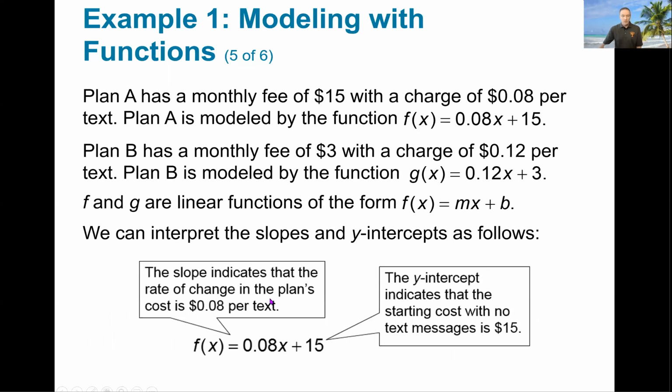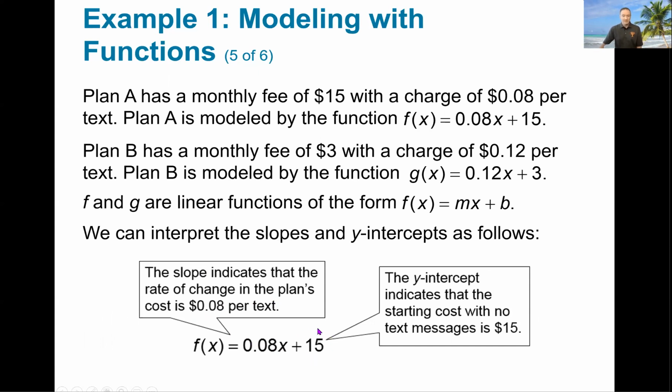Now, this is just going back in and making sure you see the slope in this case is always going to be the variable change in the problem. For function f, it was increasing at a rate of 8 cents per text. So x was representing the number of texts. We had to put that 0.08 as the coefficient of x. 15 was the y-intercept. That would represent the cost if they didn't send any text messages.